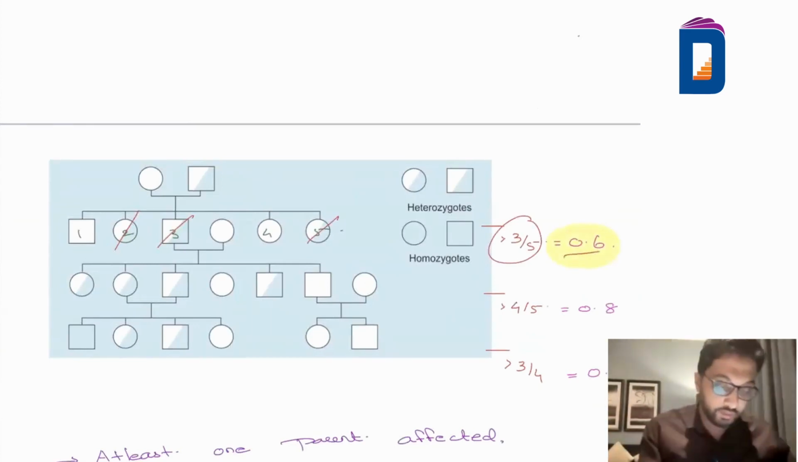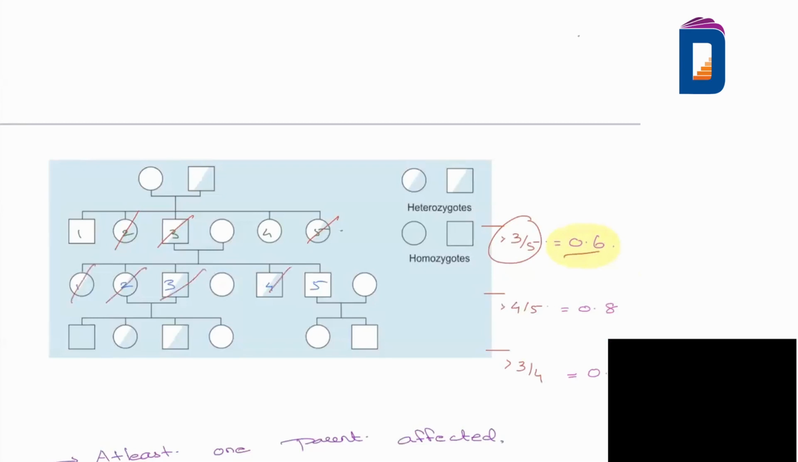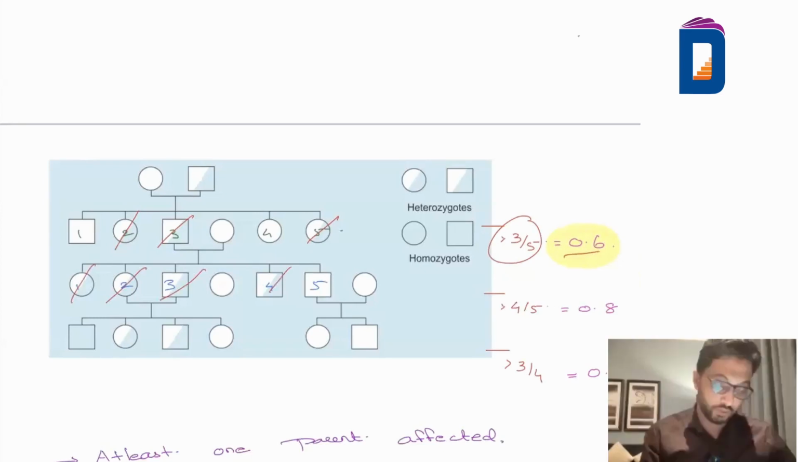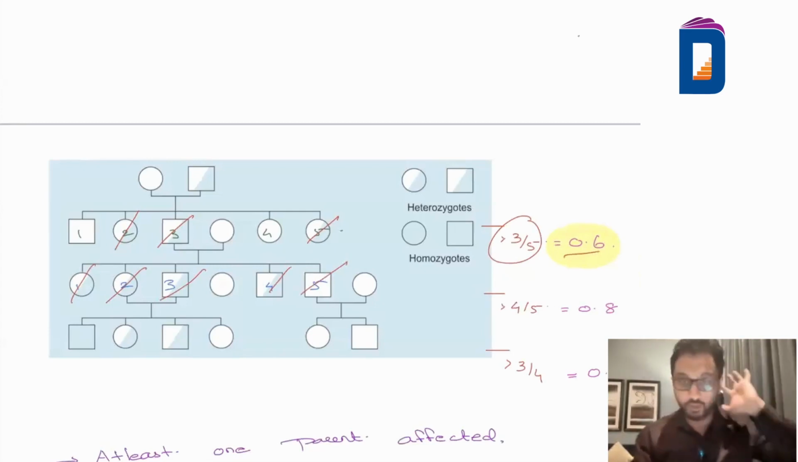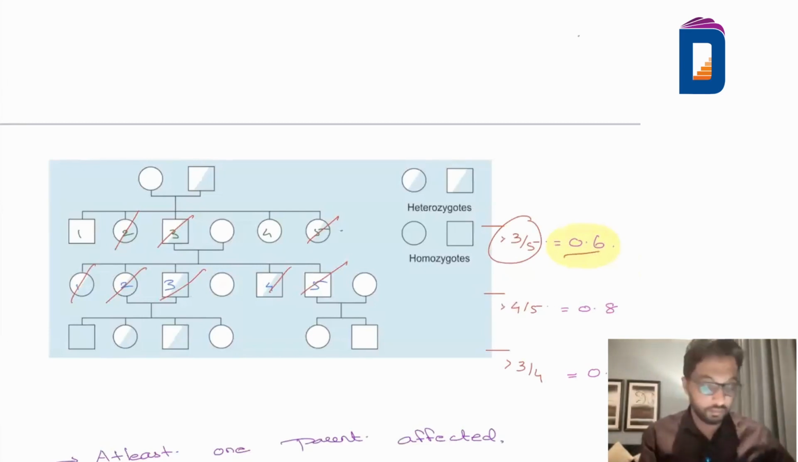If you just count the next generation also, irrespective of sex, how many progenies are we counting first? 1, 2, 3, 4, 5, of which how many are affected? 1, 2, 3, 4. So I should say 5 by 5. It's 1. Anyway, it's more, isn't it? Oh, did I miss any progeny here? No, it's fine. So it should be 5 by 5. It's 1 anyway. The ratio is again more than half.